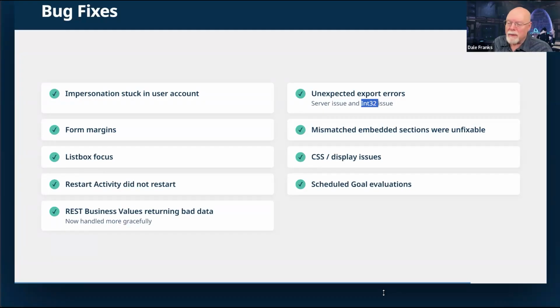Finally, there were a couple of other CSS display issues like the list box focus that we fixed, pretty minor issues, and an issue with scheduled goal evaluations where the goal evaluations were not occurring in the time frame when you would expect them to occur. So some goal evaluations were being skipped. So we went in and corrected that to ensure that goal evaluations fire when goal evaluations are supposed to fire.